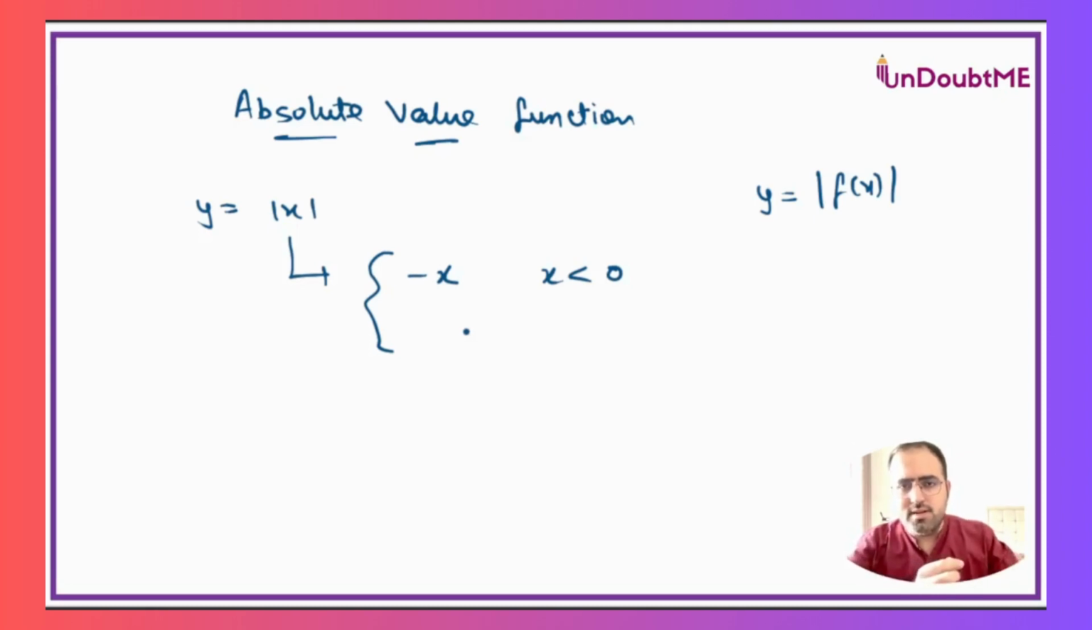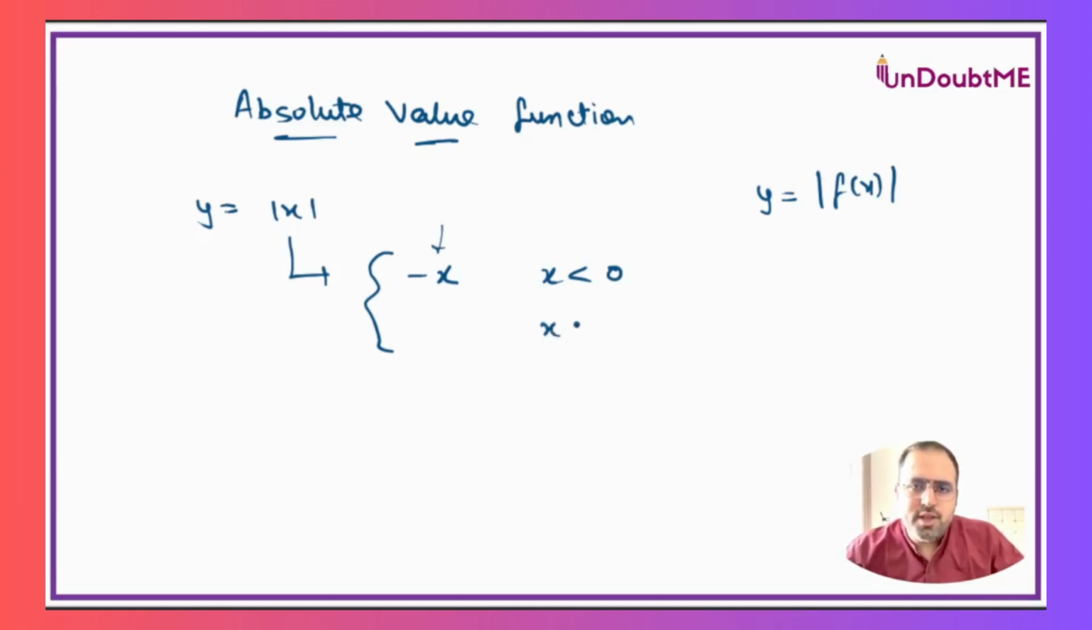I am using a bit difficult words because I want you to connect this thing to some real life examples. Okay, this function will always give me a positive answer. In the background, what is happening to this? You see over here, if you are putting, let's say, minus 2, so minus 2 you will put in this minus x. So minus minus will become plus 2.